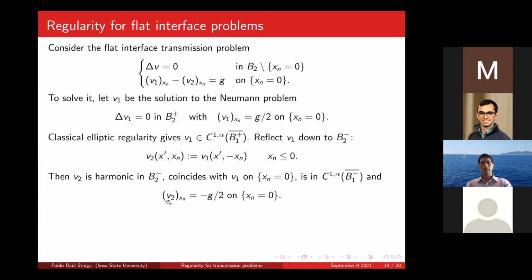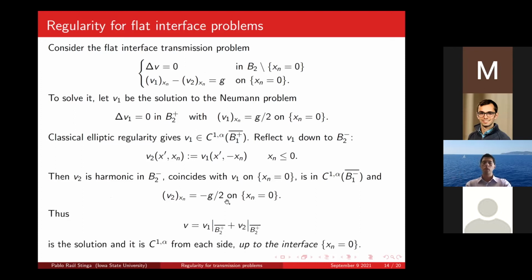And if I take the derivative with respect to xn of v2, the minus pops out here. So you get minus the derivative of v1 at xn equals 0, which is g over 2. So you get minus g over 2. All right? So now my v, which is v1 above and v1 below, is the solution to the transmission problem because it's harmonic above and below xn equals 0, and the difference of the normal derivatives, this minus this, is exactly g. Okay, so here you can decouple the problem using a simple reflection, and solve it.